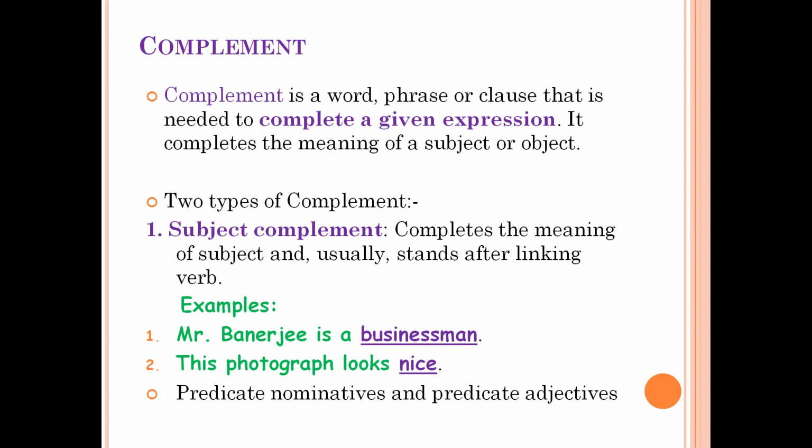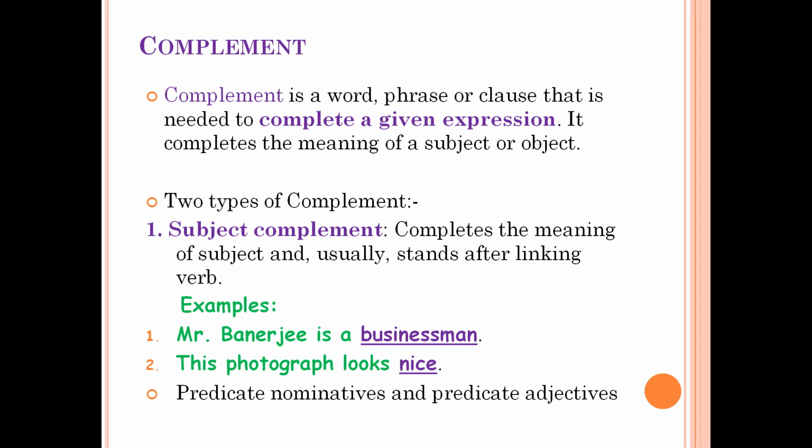Now, what's a linking verb? Any form of the verb be, like am, is, are, was, were, has been, are being, might have been, etc. Become, seem, and look are some more examples. For example, Mr. Banerjee is a businessman. Here, the noun businessman is a subject complement because it completes the meaning of the subject.